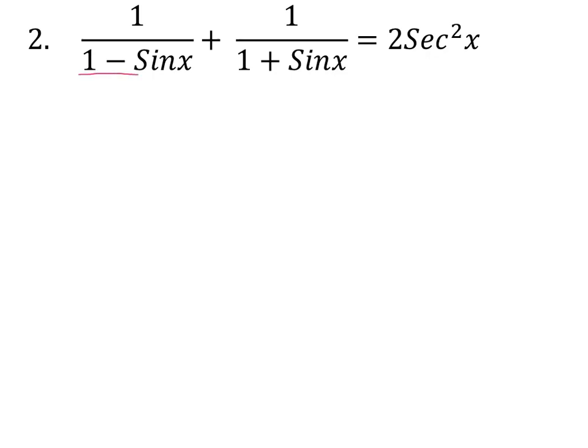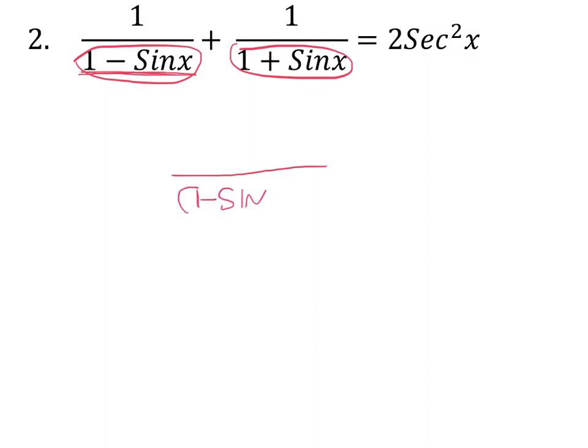Some students will look at this bottom right here and say, well, that's a Pythagorean identity. But that sine is not squared. So therefore it can't be a Pythagorean identity. So the only thing to do is to find an LCD, and the LCD is just going to be the product of both of these denominators. So LCD is just going to be the quantity of 1 minus sine of x times the quantity of 1 plus sine of x.